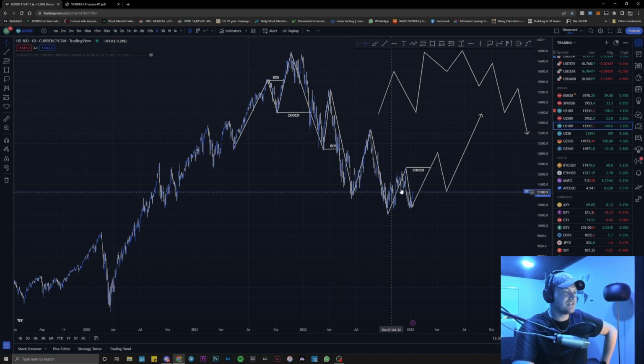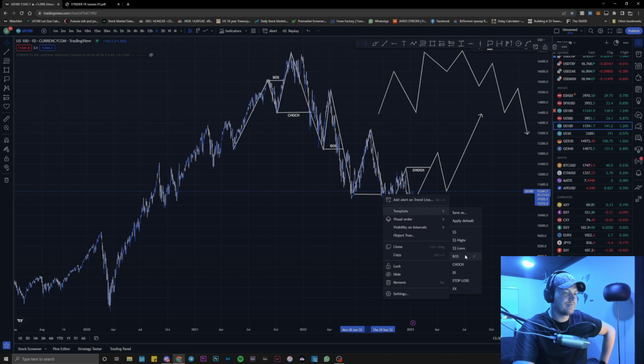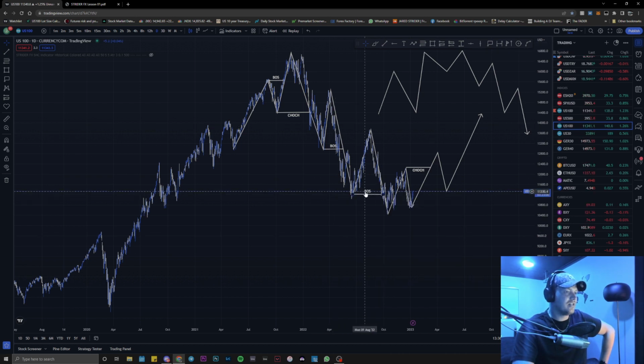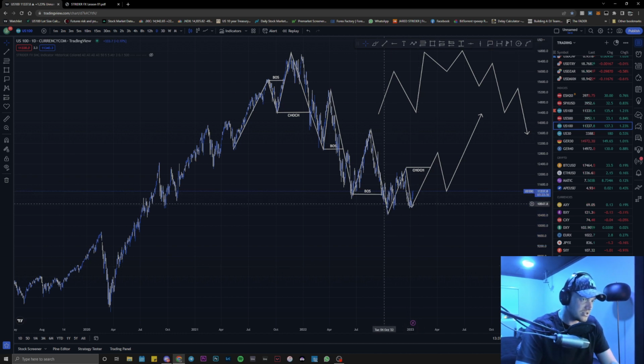So that's a break of structure. This is a break of structure. You see how this break of structure, how minimally it went down compared to this one, even the change of character. This shows you the market is slowing down. This amount of break of structure compared to there, it's a lot less. So that's that break of structure. If we look here, we didn't even get halfway compared to the last break of structure. So this shows you market momentum is shifting. Okay.